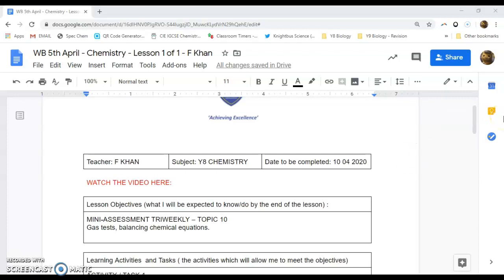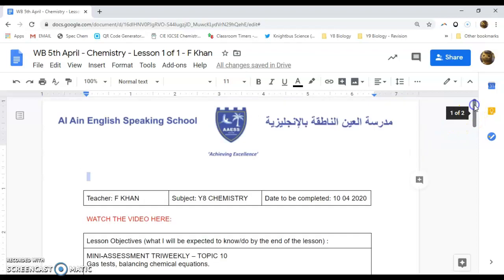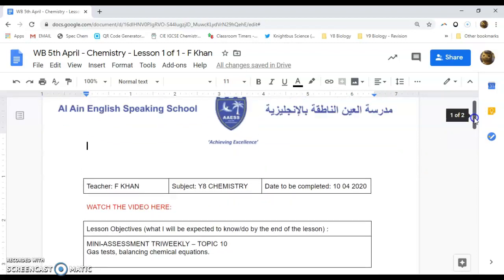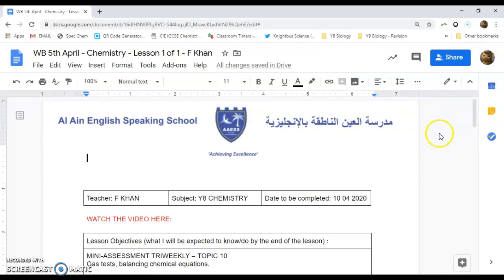The balancing of the chemical equations has been a little bit tricky for quite a few of you. Some of you know how to do it very quickly, and others are taking their time over it because they don't want to make mistakes and they're unsure. The good news is that in today's lesson, you will be able to have extra practice with this to your heart's content before you begin your mini assessment for the tri-weekly topic 10.